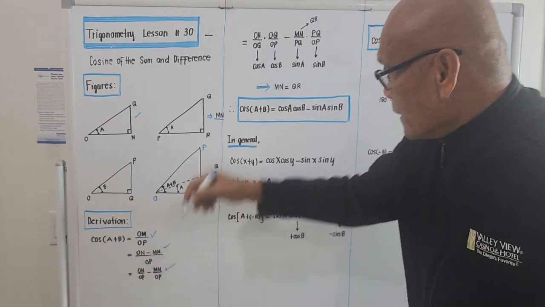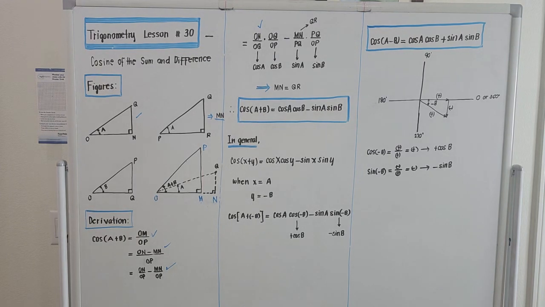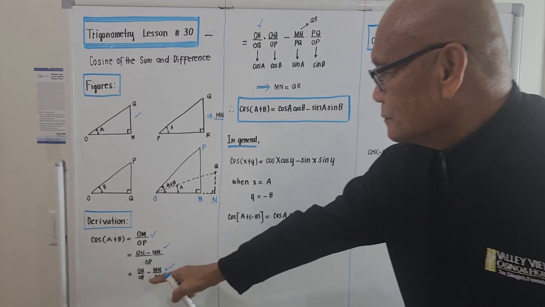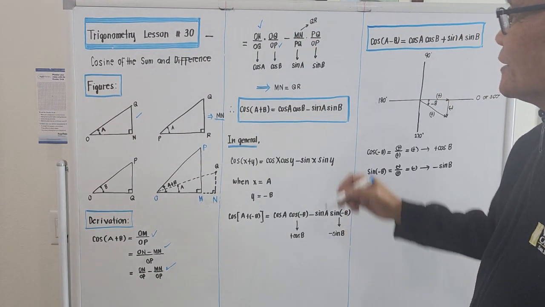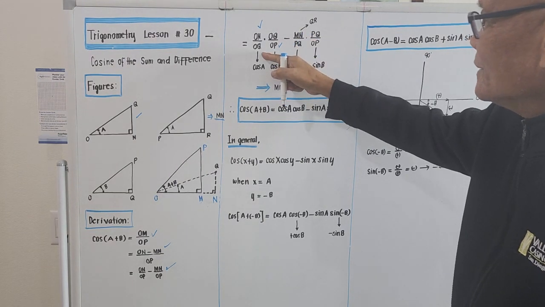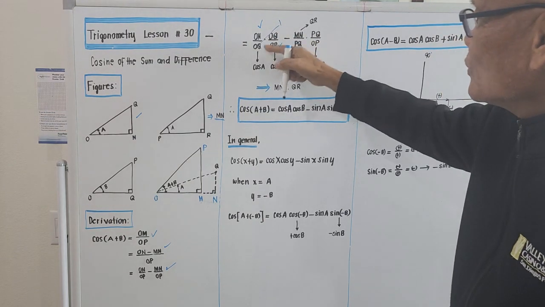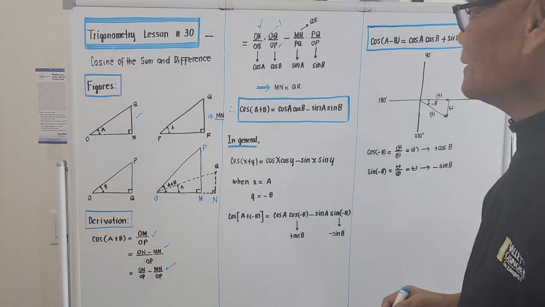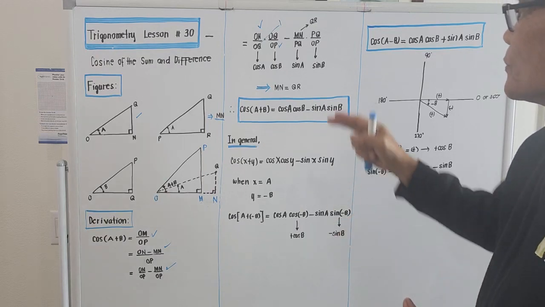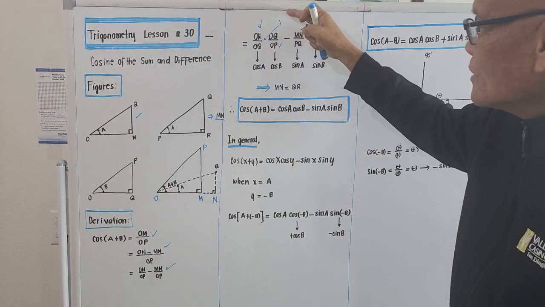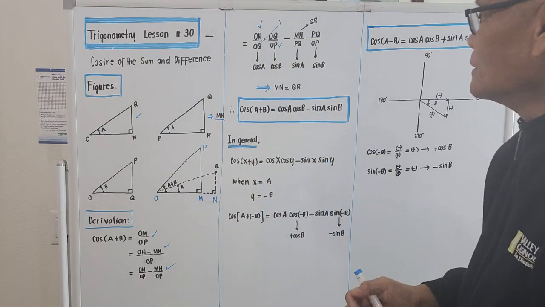I will rewrite ON, then I will rewrite OP on the denominator. Then I will introduce OQ over OQ, because OQ over OQ is actually 1. There's no violation on that. Under the rules of algebra, if we multiply the numerator by the same number, we should also multiply the denominator by the same number. We do not change the value of the fraction.